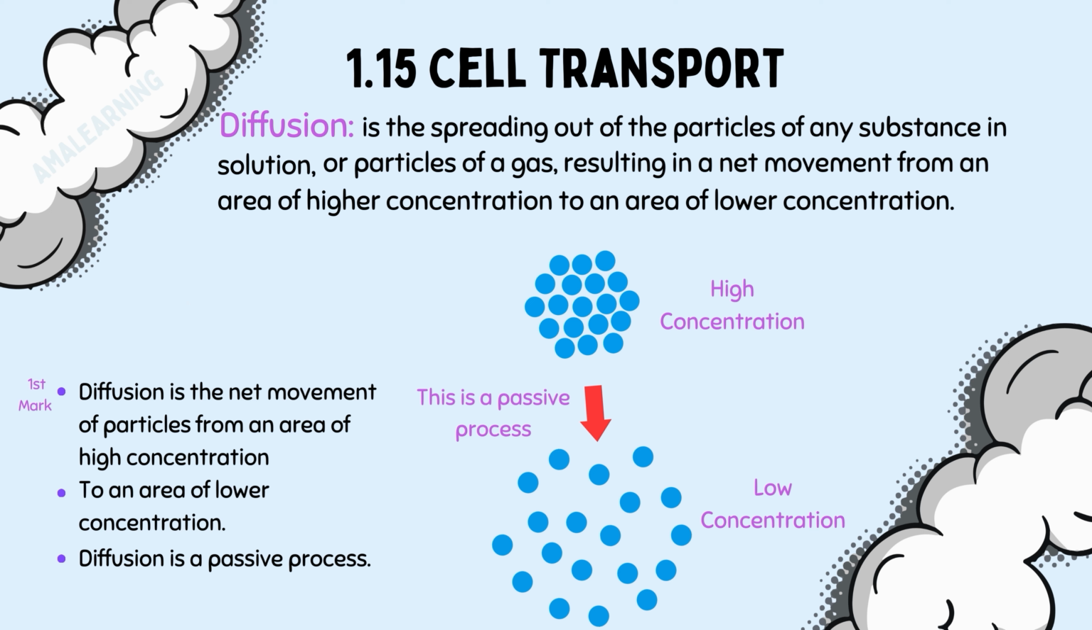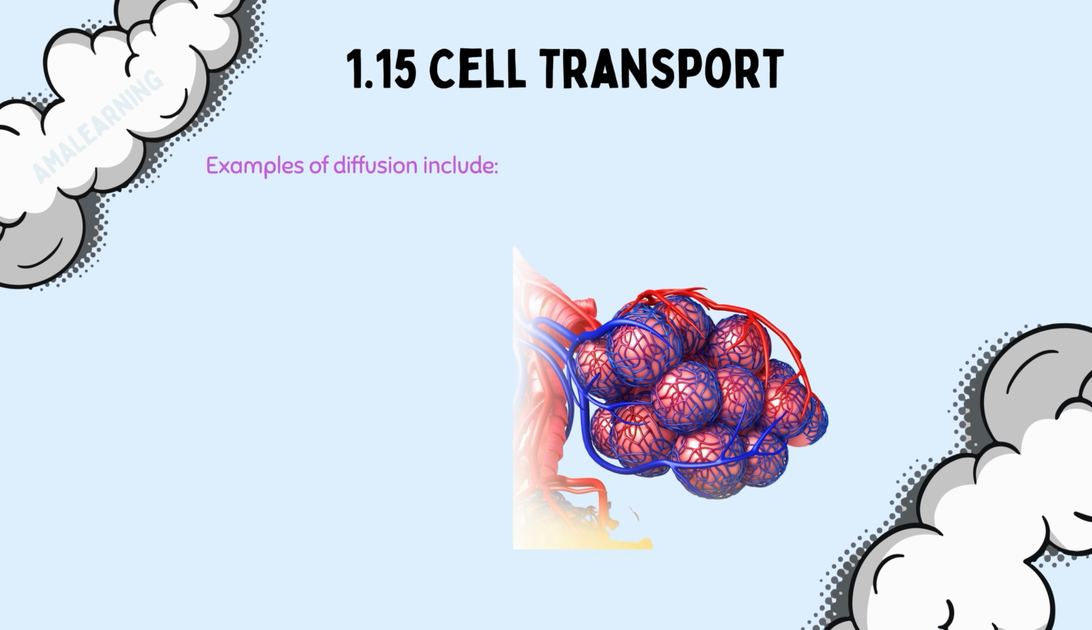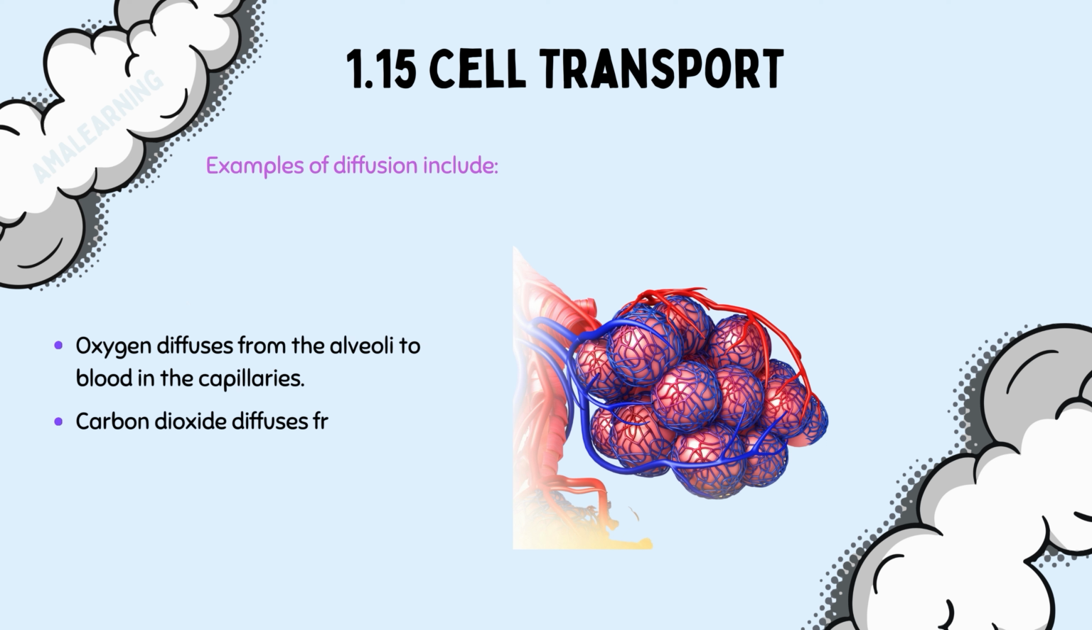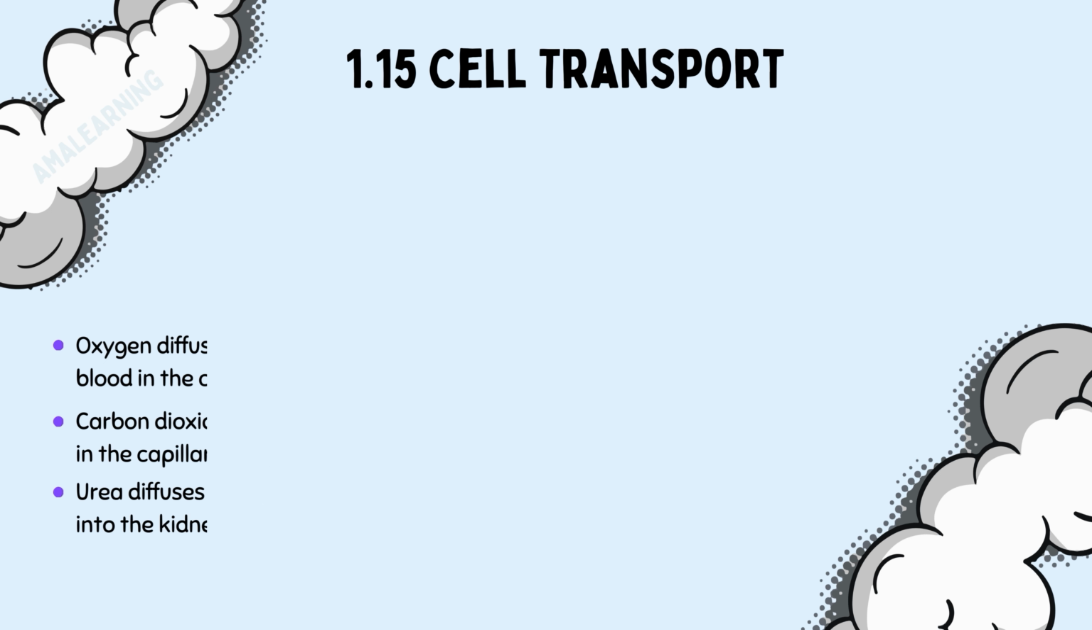The first mark is for mentioning high concentration. The second mark is for mentioning the low concentration. And the third mark is for stating that diffusion is a passive process. The following examples of diffusion are examinable, and it is therefore important that you know that oxygen diffuses from the alveoli to the blood in the capillaries. Carbon dioxide diffuses from the blood in the capillaries into the alveoli. Urea diffuses out of the blood plasma into the kidneys to be excreted.